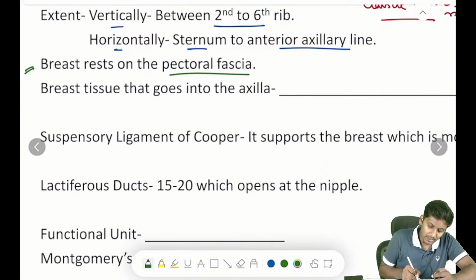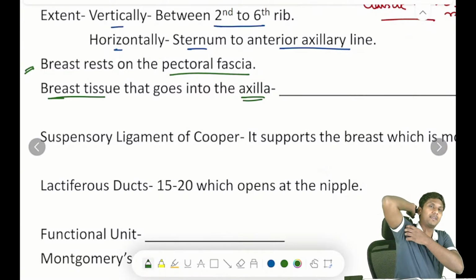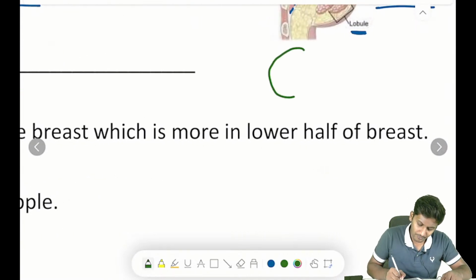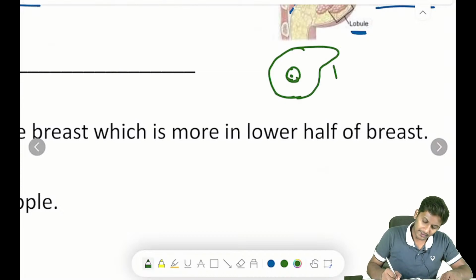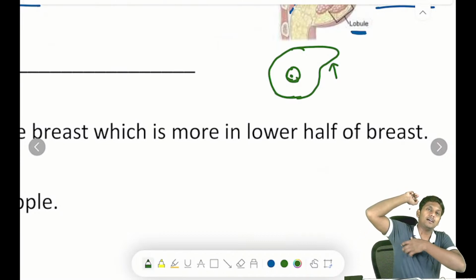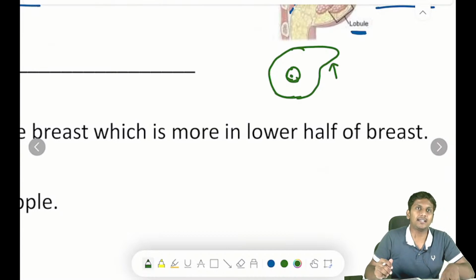Next important, there is breast tissue which goes into the axilla. Yes, there will be some amount of breast tissue which goes into the axilla. So whenever I draw the breast from the anterior side, it will be something like this, right? This extra breast tissue which can go inside the axilla is what is called the axillary tail of Spence.